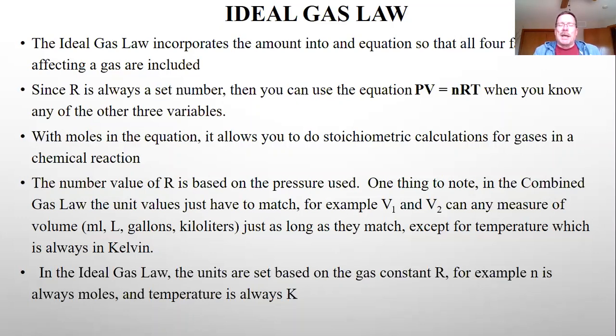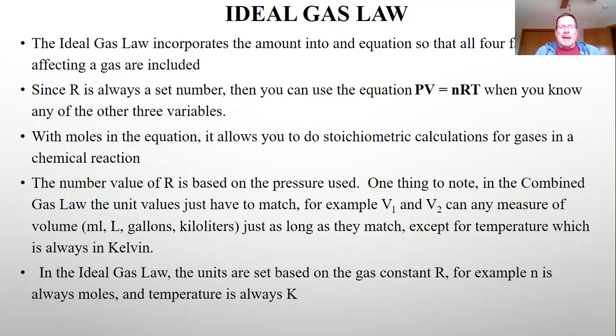Okay. And what we're going to see after a couple days, maybe starting next week, is that because it includes moles, this is the equation that we're using when we do stoichiometry with gases. But that's for the future. Now here's where: does that number R come from? Well, we have two pressures we really use, atmospheres and kilopascals. The actual number is different for both because they're different pressure values. Okay. So it's based on the pressure used.